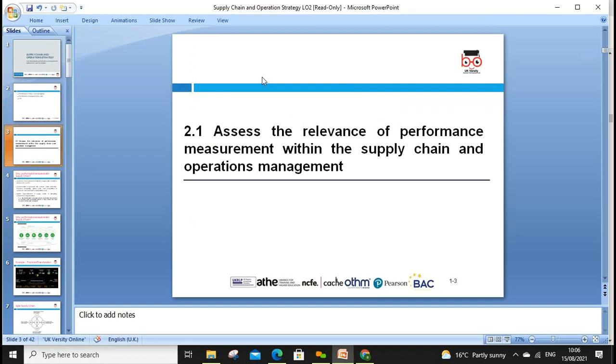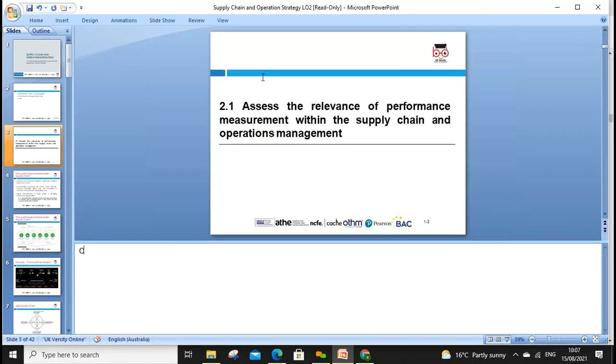Okay, so in today's lesson, the first assessment criterion is Learning Outcome 2.1, assess the relevance of performance measurement within supply chain and operational management. What is meant by operational management, and what is meant by operations? Any example of operations? Do we have any operations in our organization? Yes, we have a lot of operations.